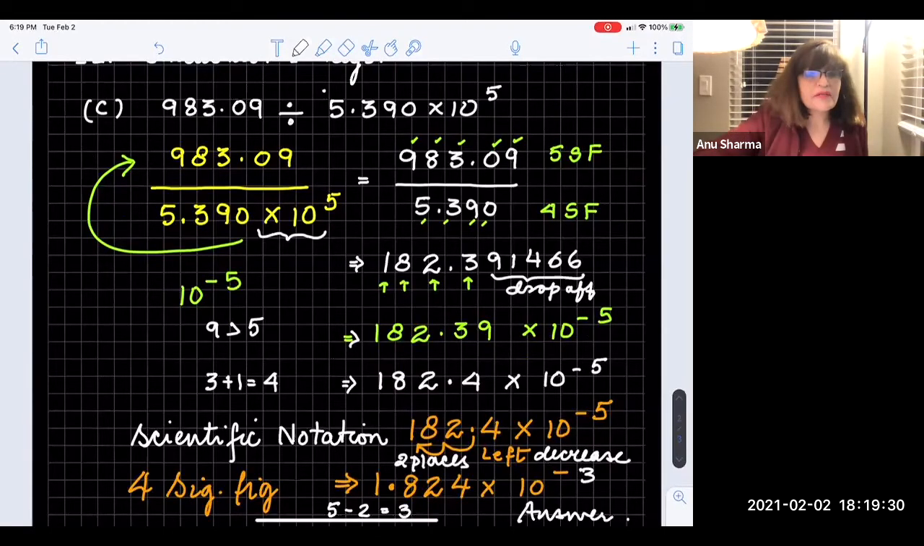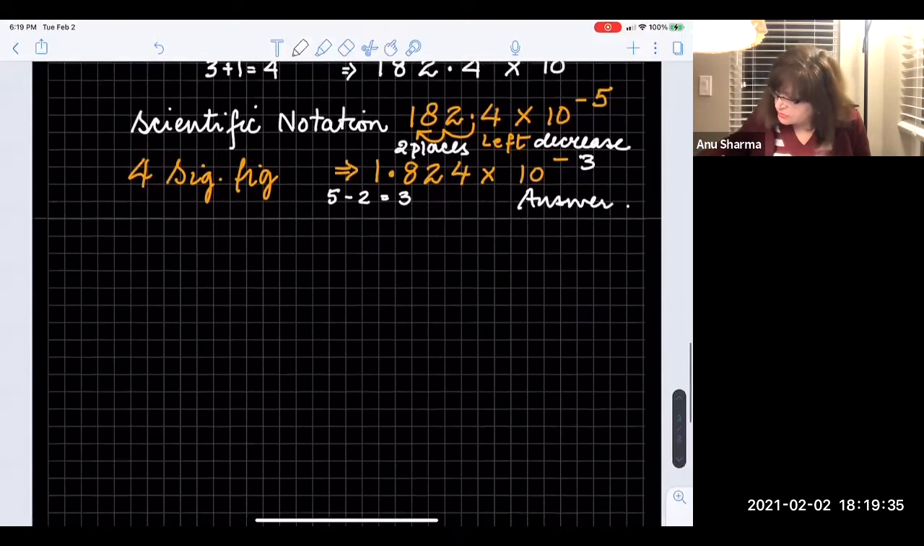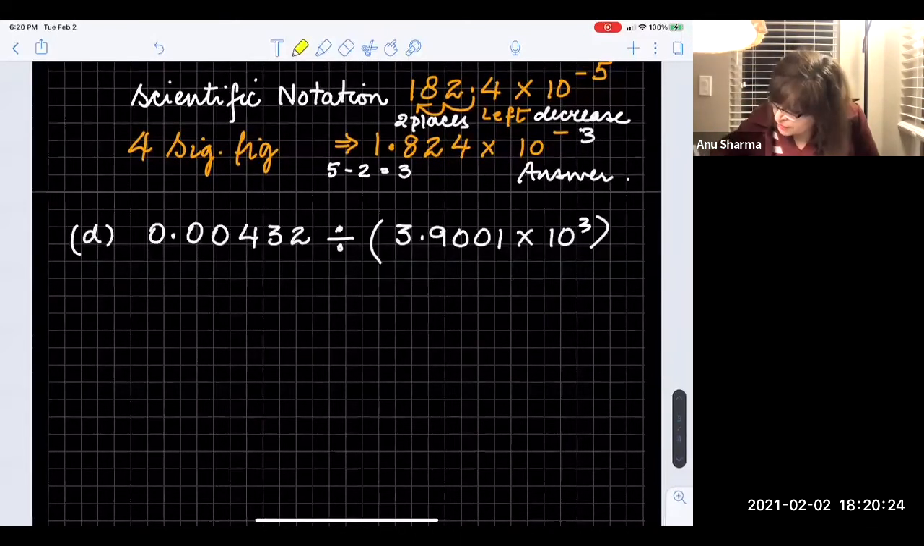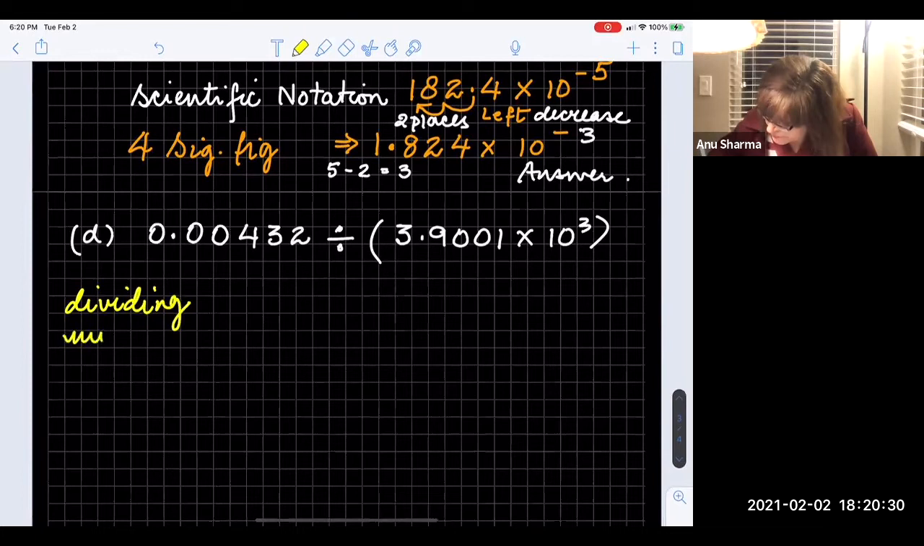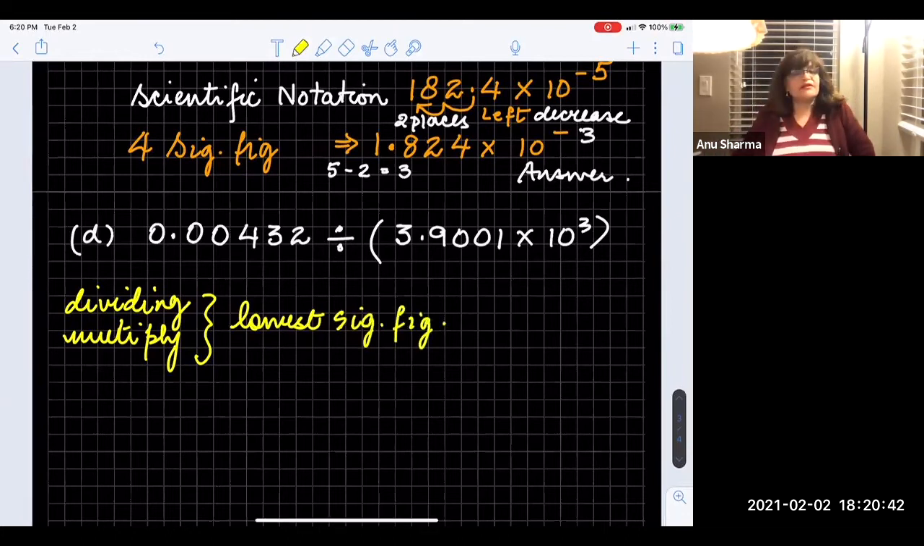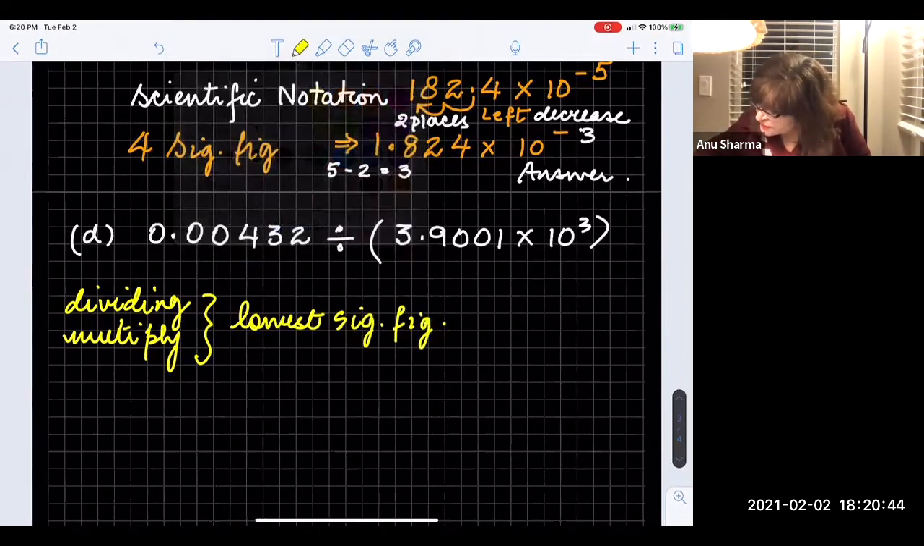And then for D, that same problem. Okay, let's do the D also. D is whenever you are dividing or whenever you are multiplying, same story. Then in that case, you're counting the lowest significant figures in the answer. Your final answer will have the lowest significant figure.